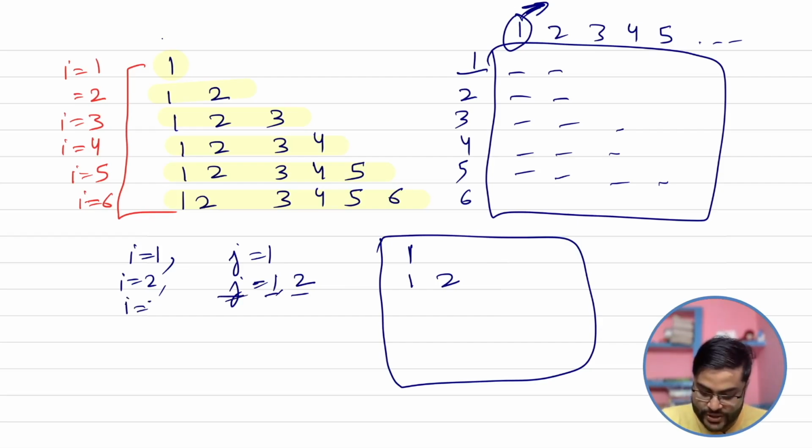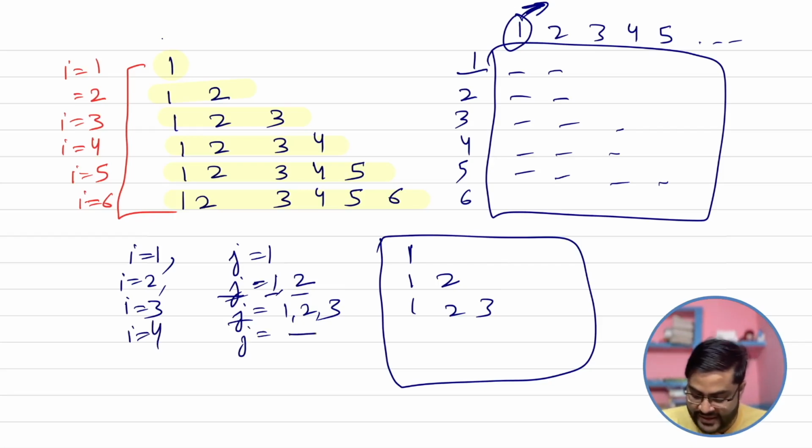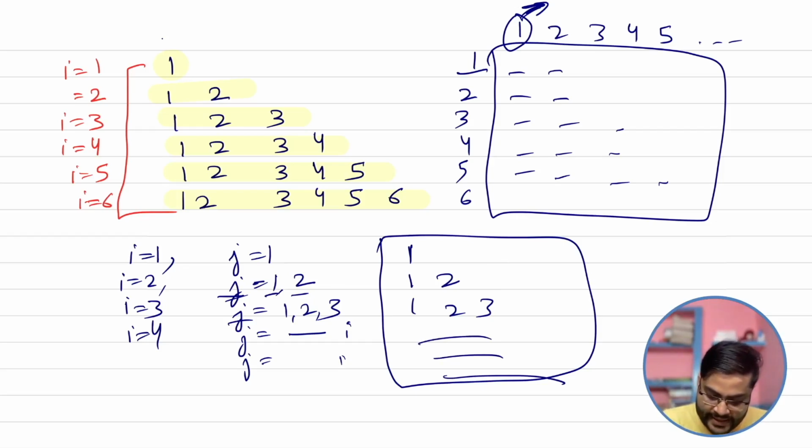So for I equals 3, J will run 1, 2, 3. Every time print J in this line. For I equals 4, J will run till I. J will run till the current value of I, and so on. Are you able to understand it? Just try to understand the logic of every single line.